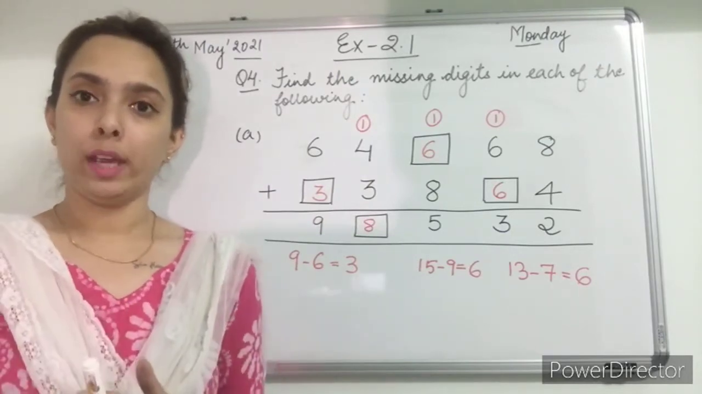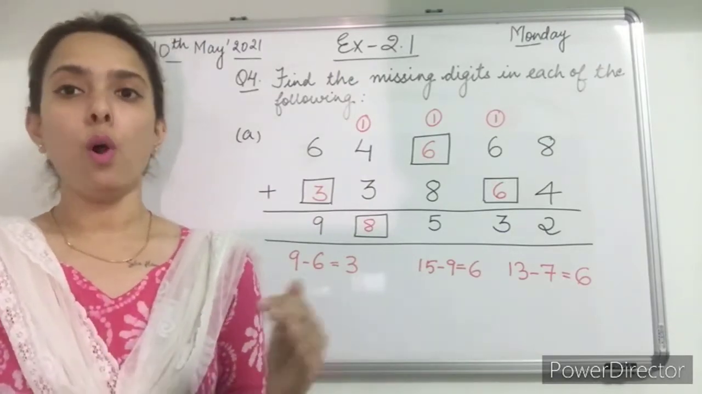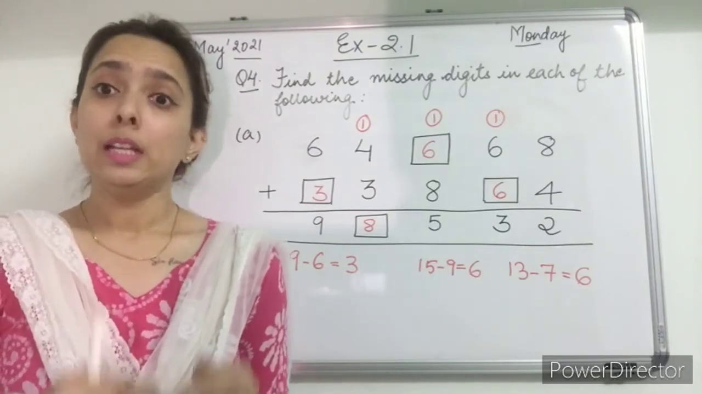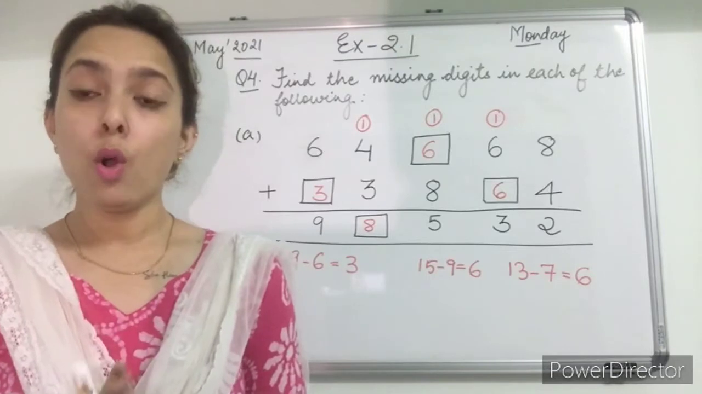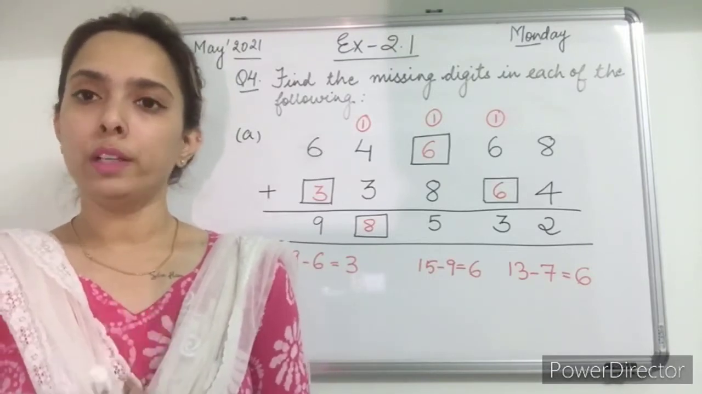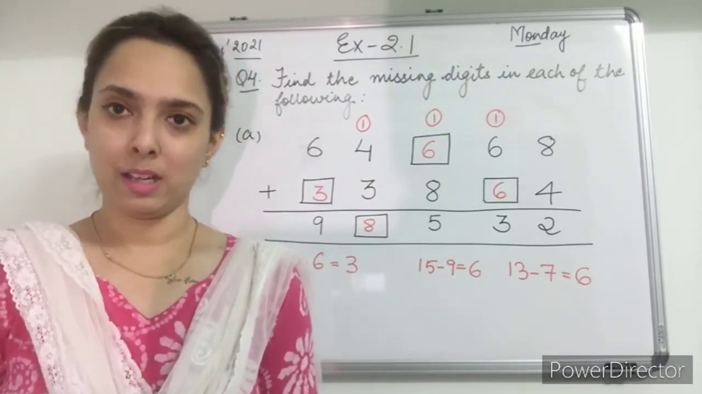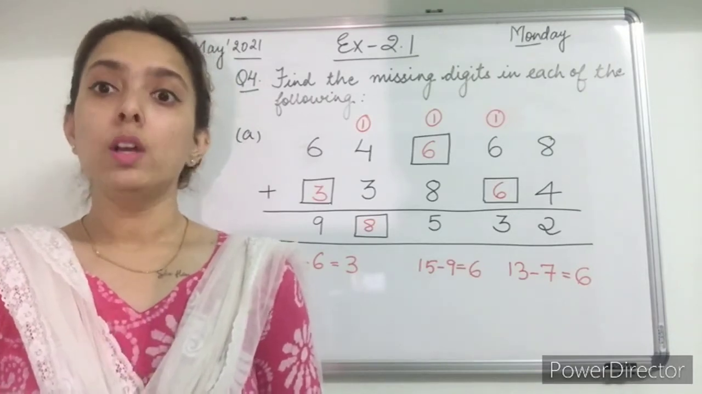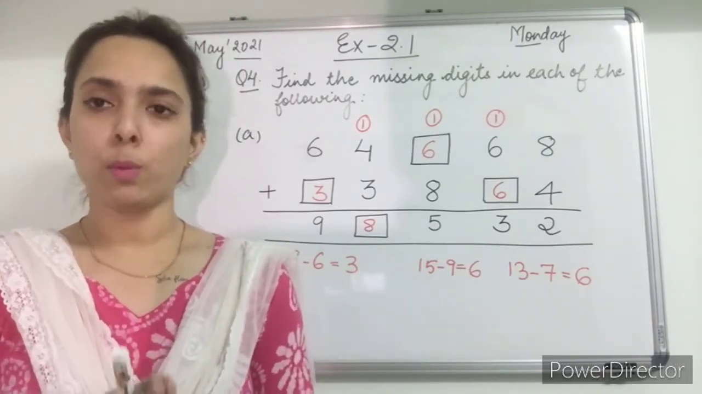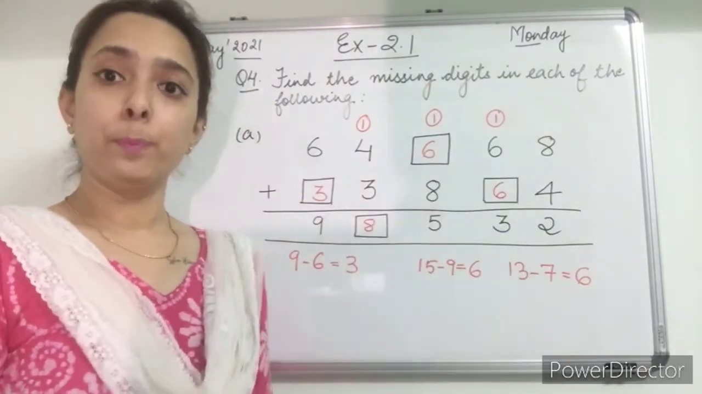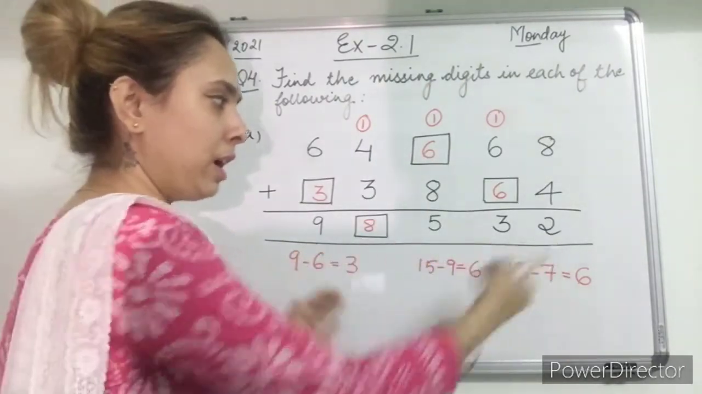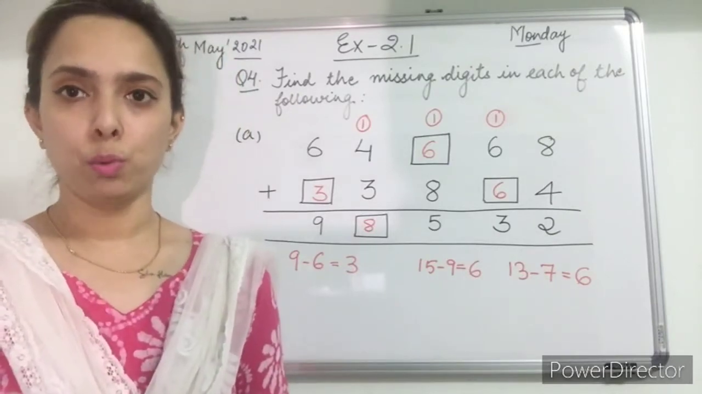So in this way we will solve all the rest of the questions. Students, if you have the book with you, you can solve all the questions in the book itself. But those who do not have the book will have to copy the sums from the PDF and they will solve the questions like this. So this is the final answer. In this way you are going to do.